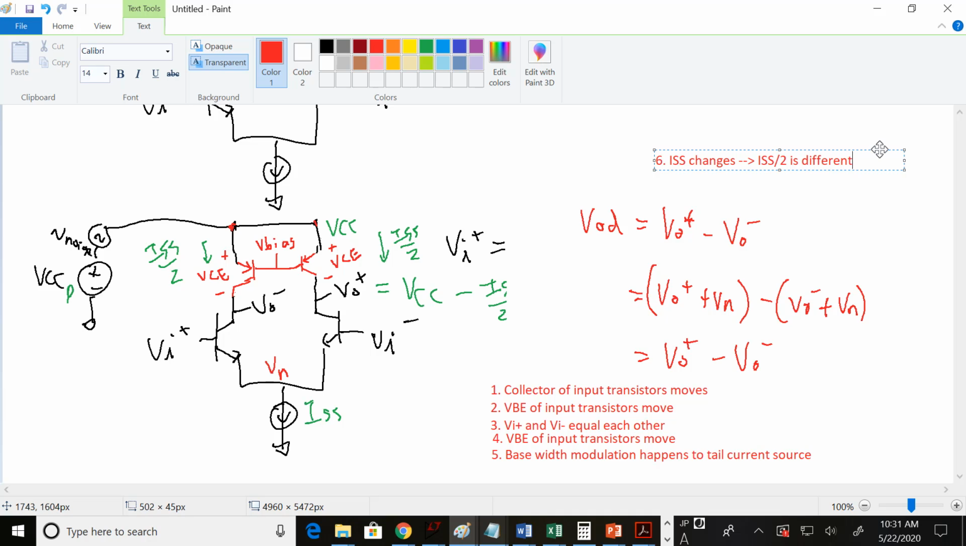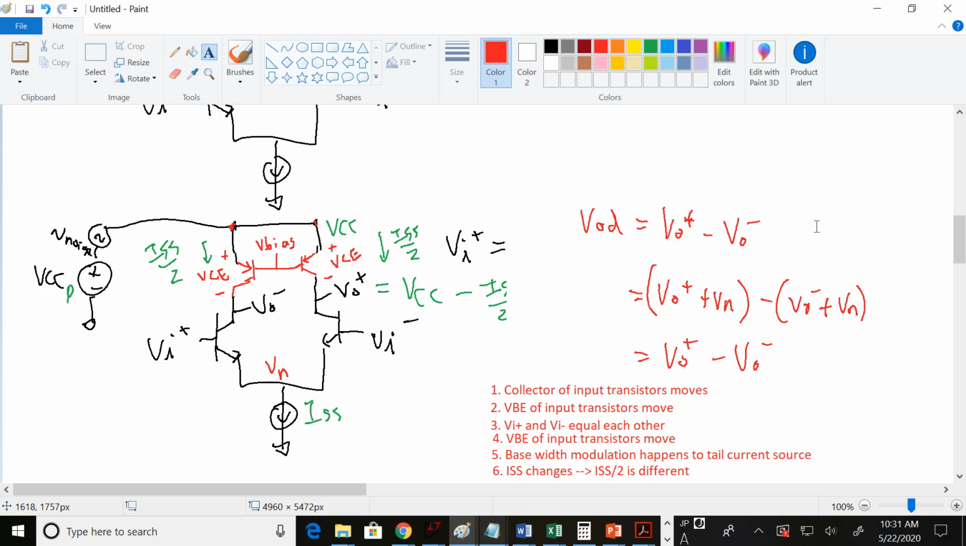So there's a bunch of stuff that goes on that gives you not quite zero for the active load. It's all that channel length modulation and base width modulation, or channel length modulation if this was built with MOSFETs. But this node moving changes ISS, which changes some things going around. They're equal on both sides and subtract out, but it doesn't happen exactly like that.